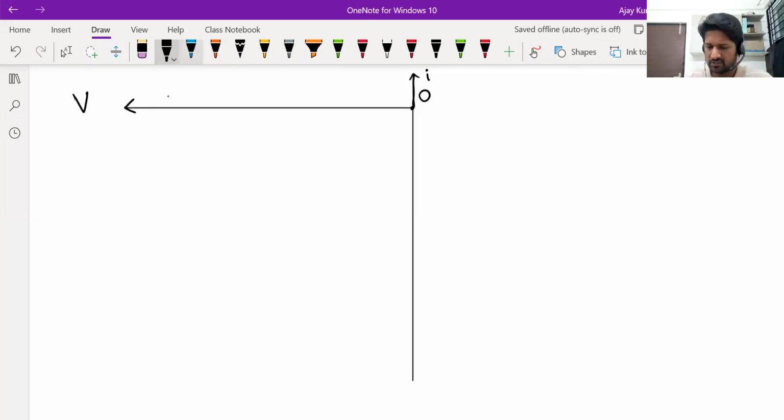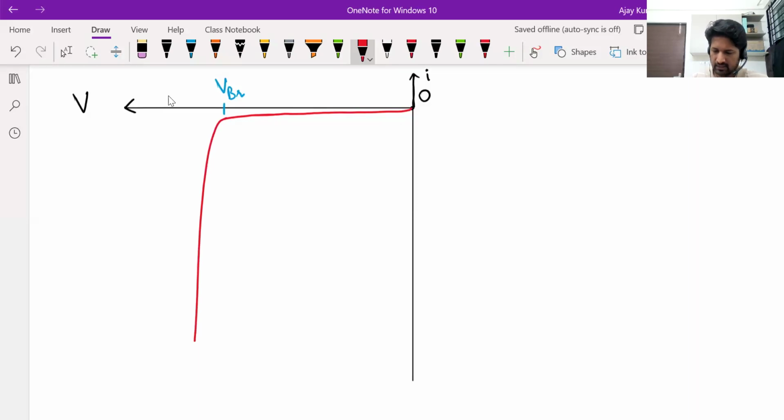Now, for small reverse bias voltages, the current will almost be zero. There will be a small reverse bias current, but it will be very close to zero. Even if you increase the reverse bias voltage, the current won't increase much. But there is this voltage called the breakdown voltage, denoted by VBR. Up to that voltage, you can increase, and you won't see significant current in reverse bias. But once the reverse bias voltage becomes stronger than the breakdown voltage, you will suddenly see a large current flowing through the PN junction.